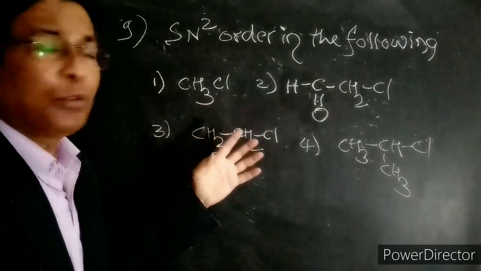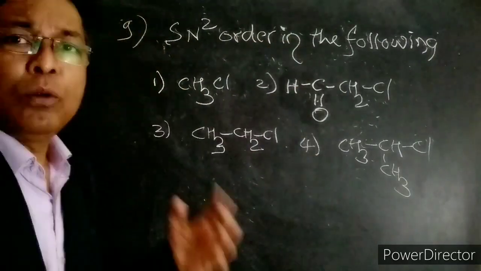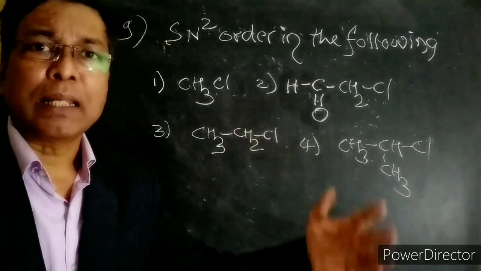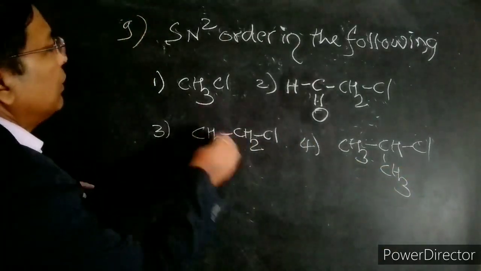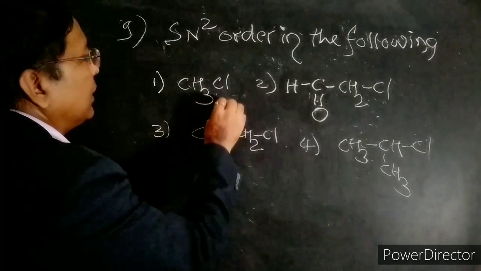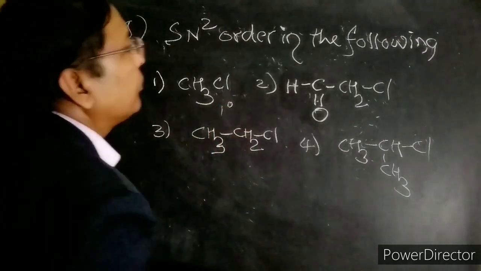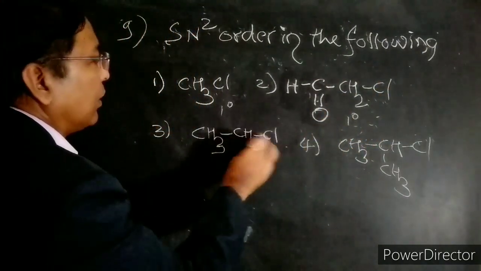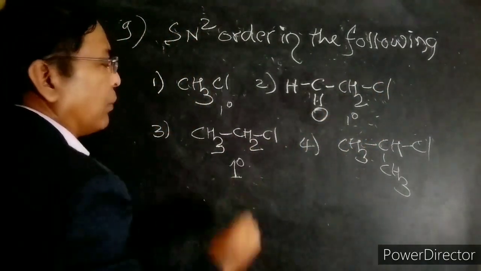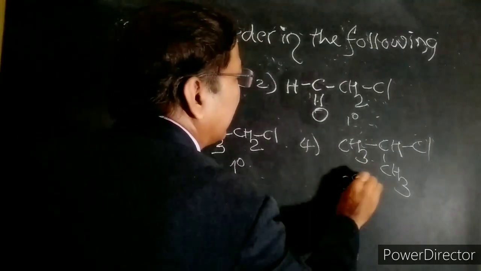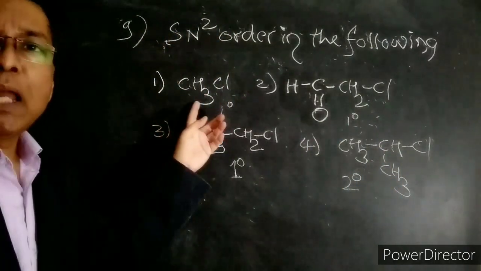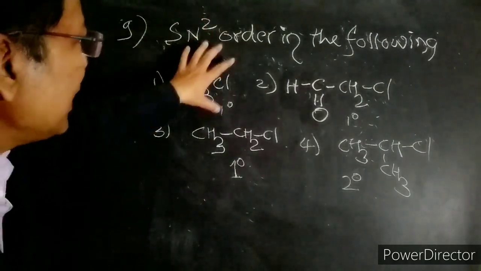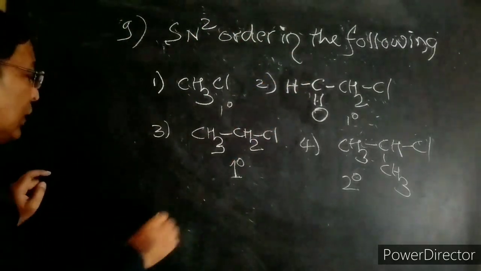In this reaction, we have to decide SN2 reactivity order, and we know that decreasing order of SN2 reactivity is primary, secondary, tertiary. And here let us check out this alkyl halide. This is primary alkyl halide. Here also this is primary alkyl halide. Here also primary alkyl halide, and this is secondary alkyl halide. And we know that primary alkyl halides undergo SN2 reactivity very easily, but here we have 3 primary alkyl halides. Then how to decide that?